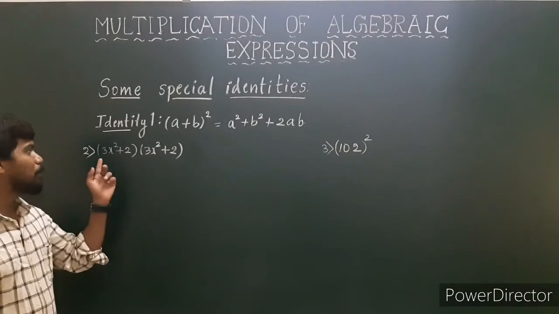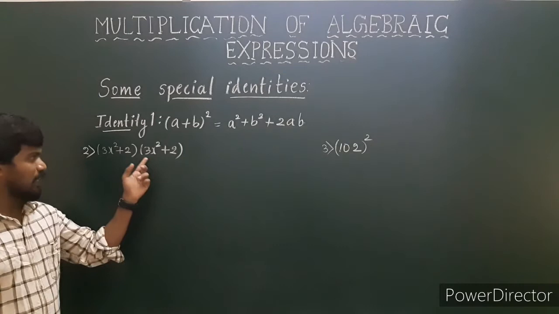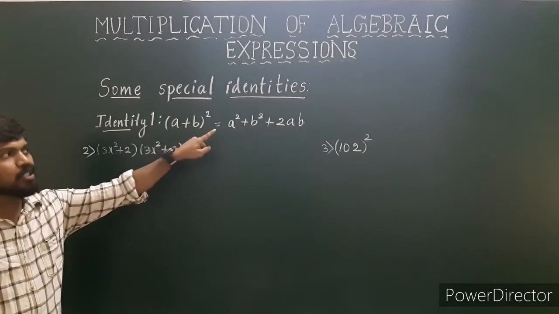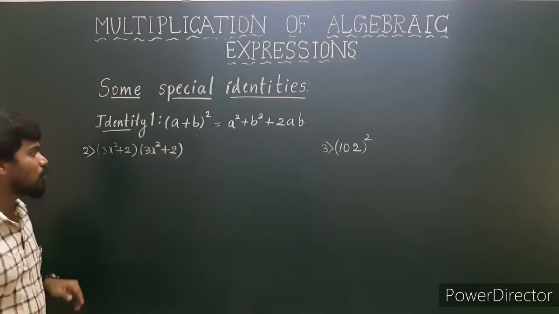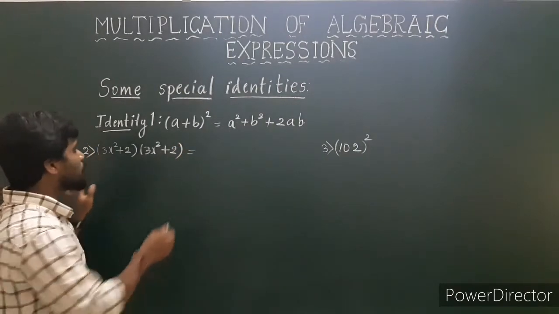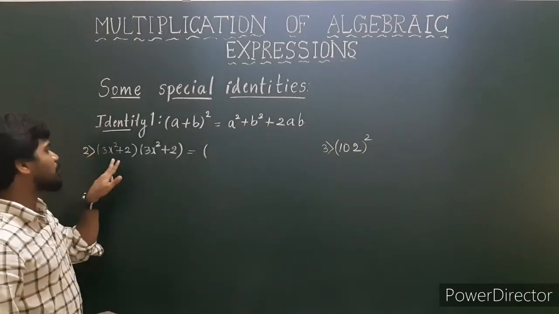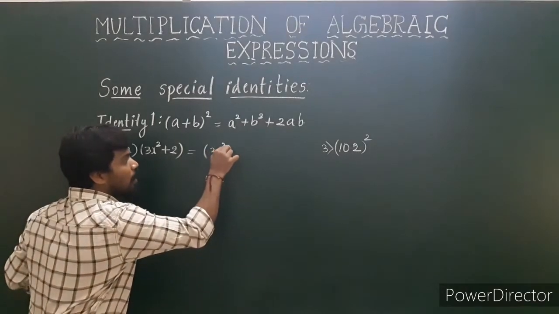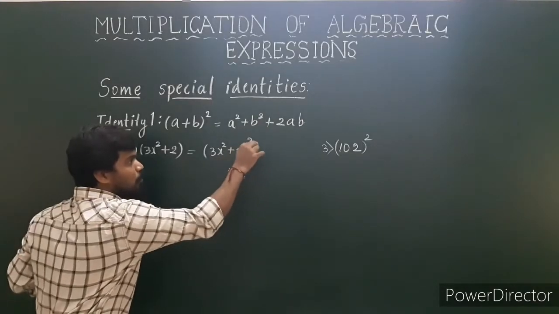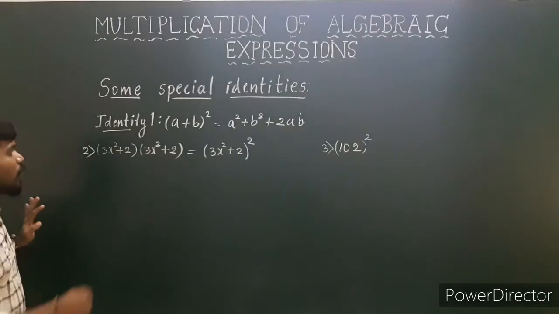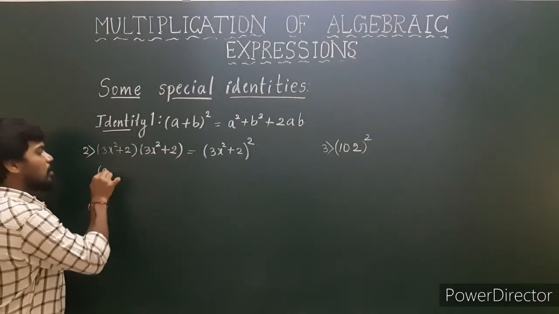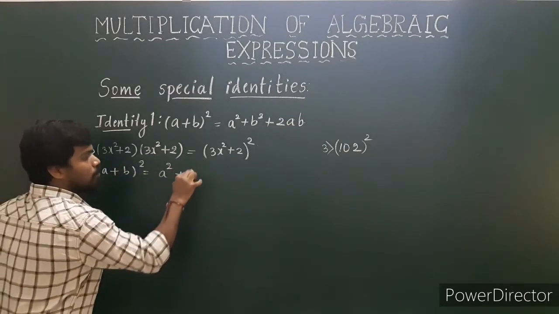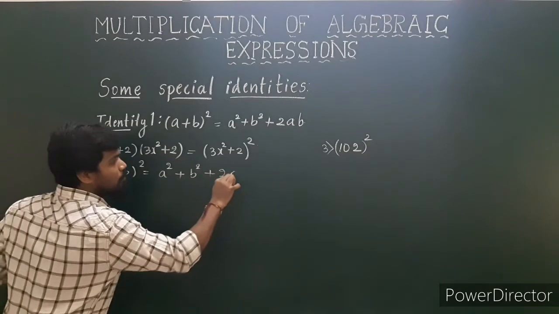Now multiply 3x square plus 2 into 3x square plus 2 using the identity (a plus b) whole square equal to a square plus b square plus 2ab. It is the same algebraic expression, so you write (3x square plus 2) whole square. Now you have an identity: (a plus b) whole square equal to a square plus b square plus 2ab.